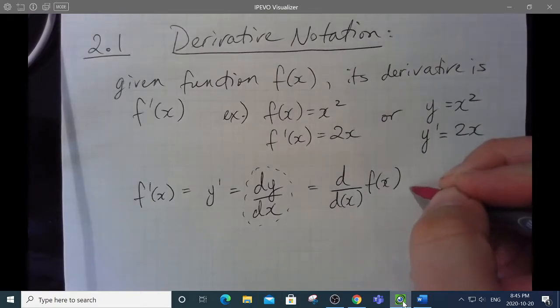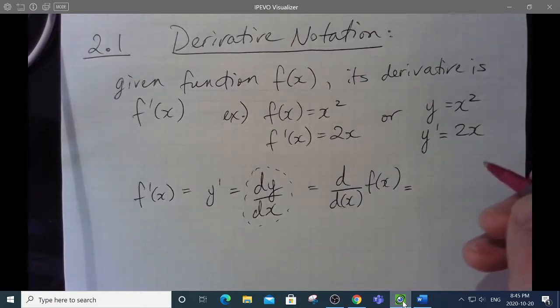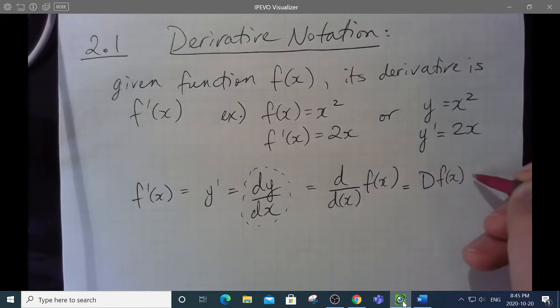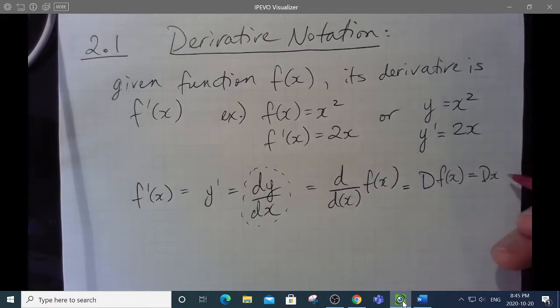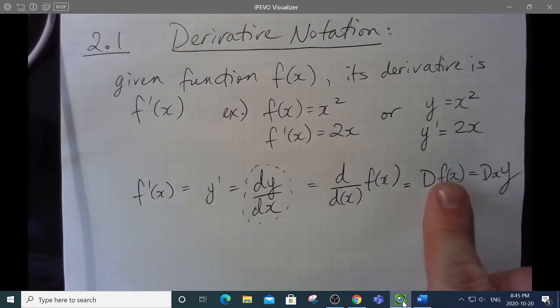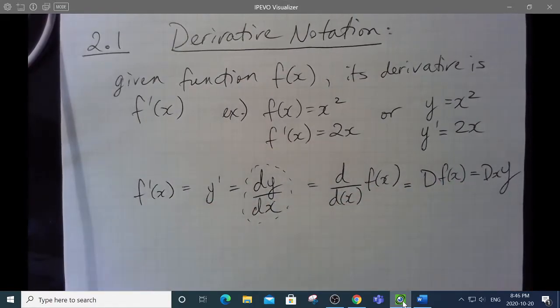And sometimes you'll even see capital letters used. The derivative, capital D, of the function f of x is equal to the derivative with respect to x for the function of y. Yeah, all of these, 1, 2, 3, 4, 5, 6 things, all basically say the same thing.